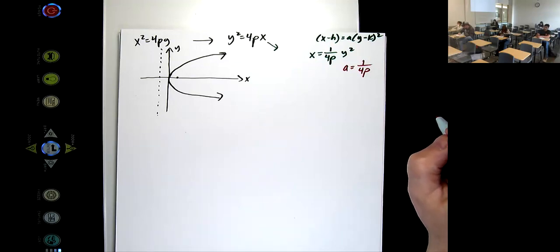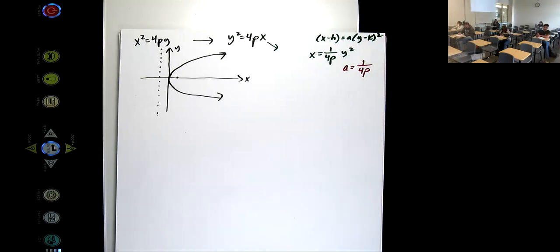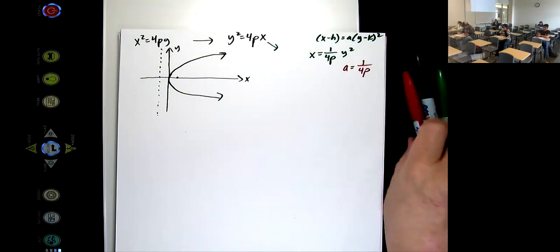And it does it in the other one too. But that's hard to work with. I always think it's easier to multiply it over and then just say 4p equals this. So let's take a look at an example of this one.